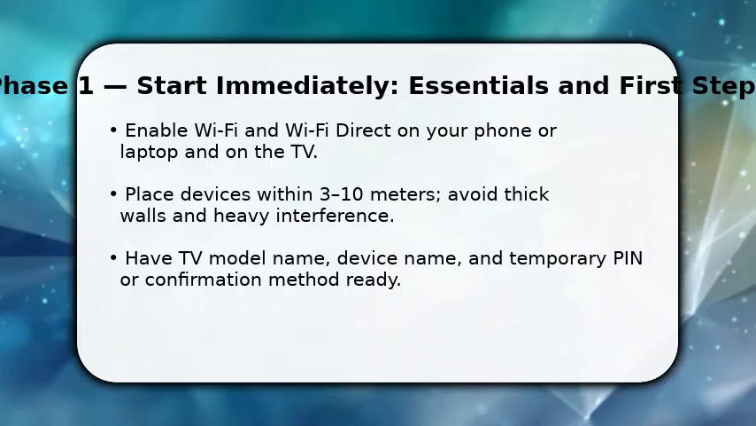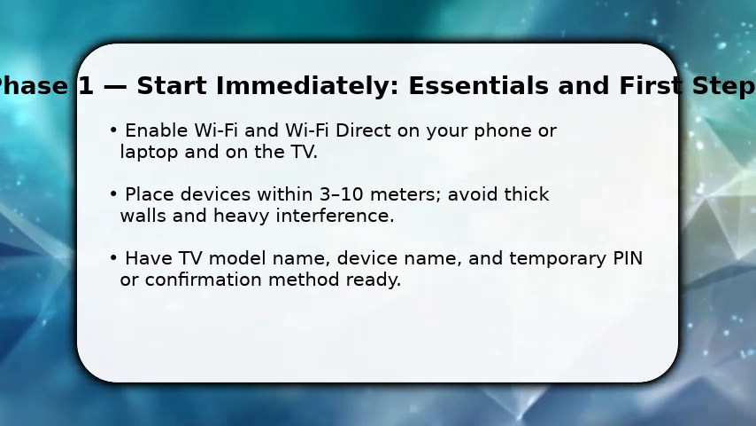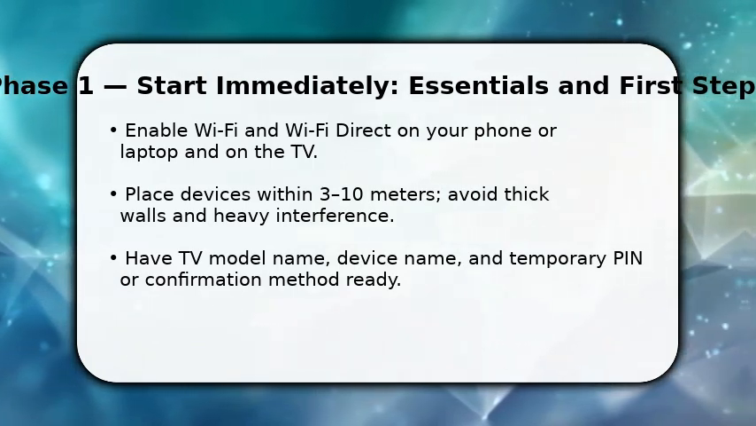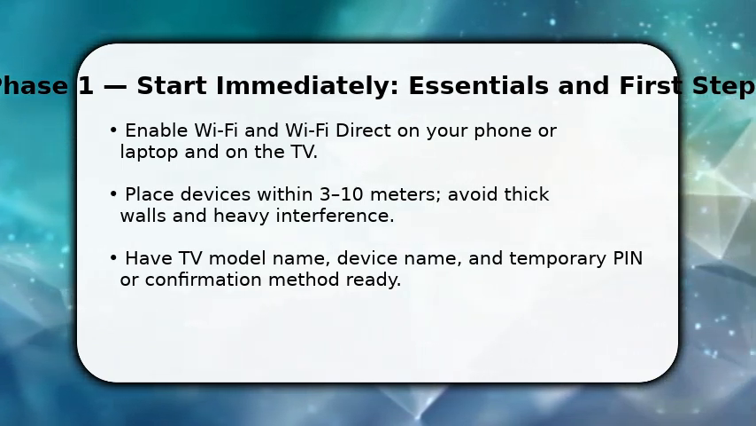Enjoy the video. You begin by enabling Wi-Fi and Wi-Fi Direct on both ends. This is the action that creates the peer link. On the TV, open Network or Connection settings, then select Wi-Fi Direct.